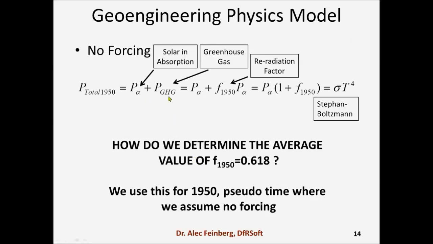Now notice that greenhouse gases do not supply energy, they re-radiate it. So where do they get it from? They get it from the power absorbed by the planet, P alpha. So it's only some fraction of this. So we can write the P greenhouse gas number as some fraction of P alpha, okay? And then we can collect terms, and we can also relate it to what's called the Stefan-Boltzmann equation, which we'll use in a little bit.